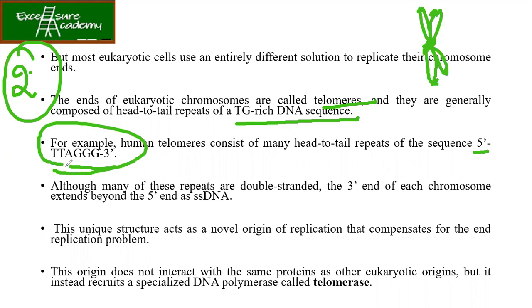Guys, it will be very good if you can remember this. Okay, the telomere sequence which is present. So these sequences will be present in repetition. Although many of these repeats are double-stranded, the 3' end of each chromosome extends beyond the 5' end as single-stranded DNA. What does this mean? Usually it will be present like this, okay?